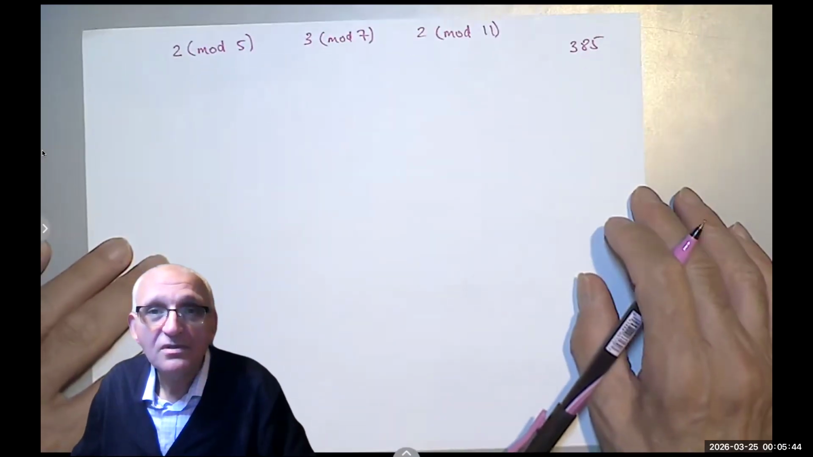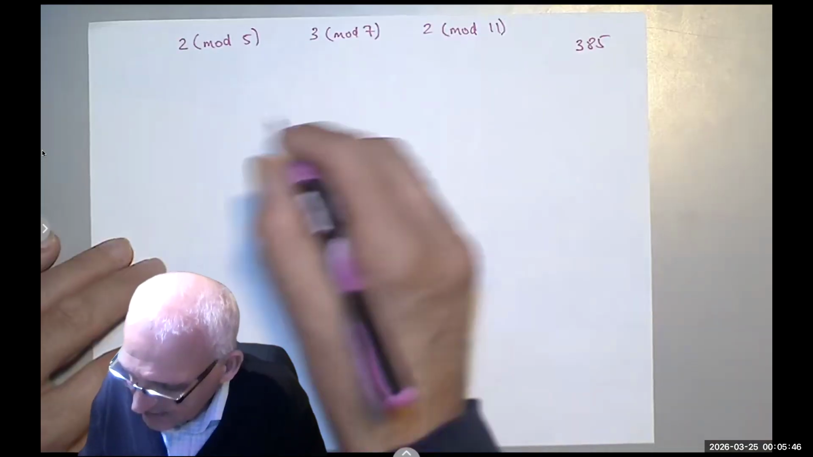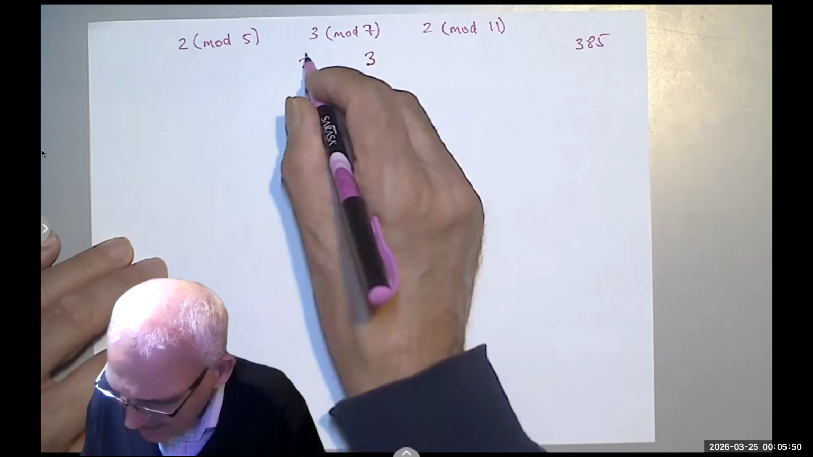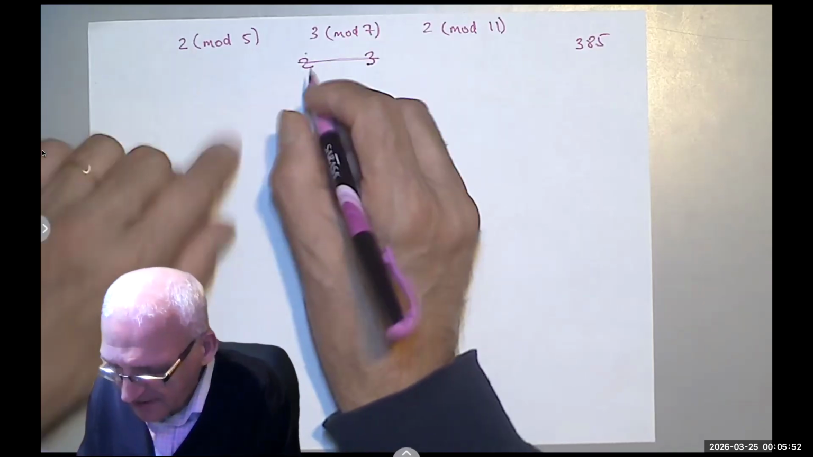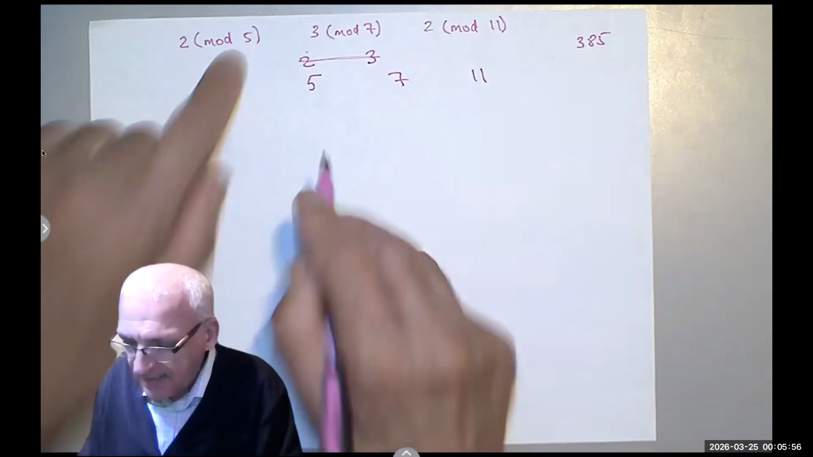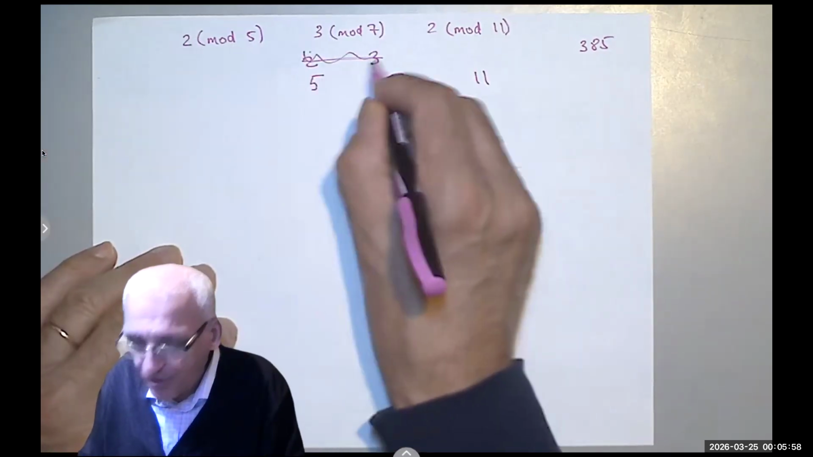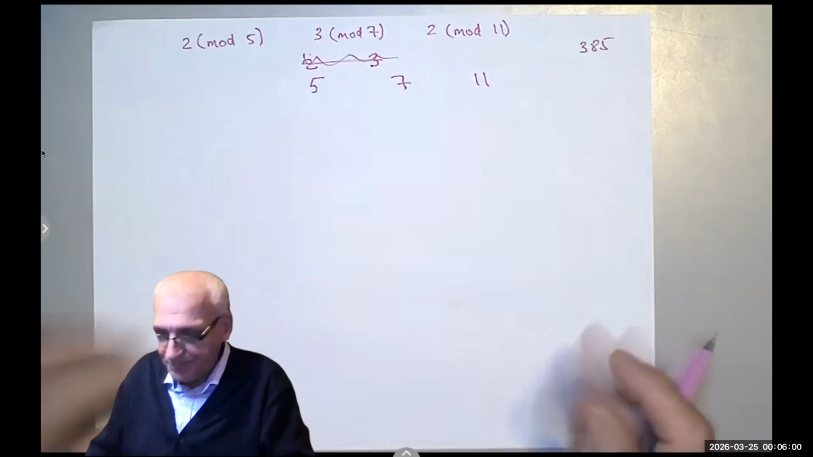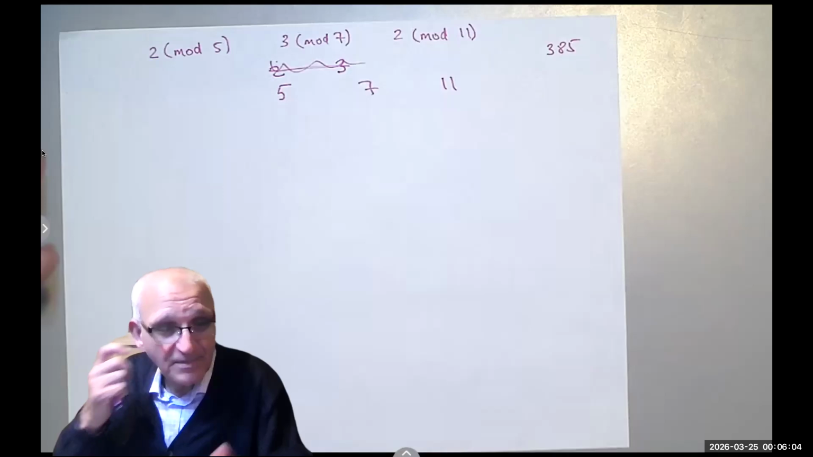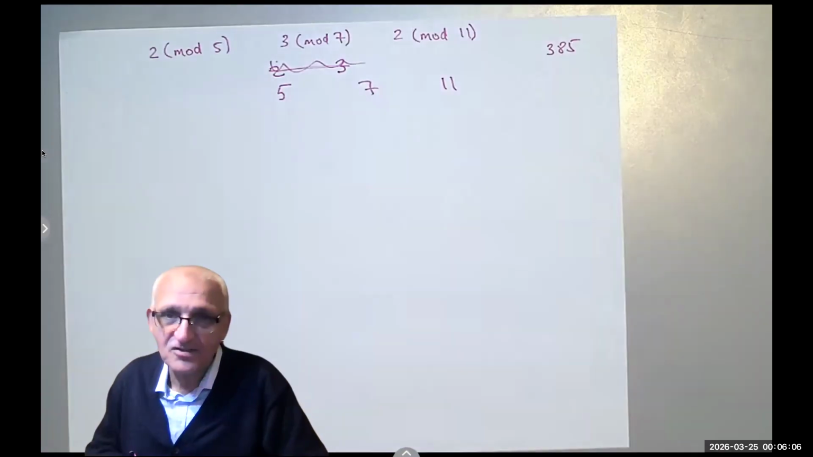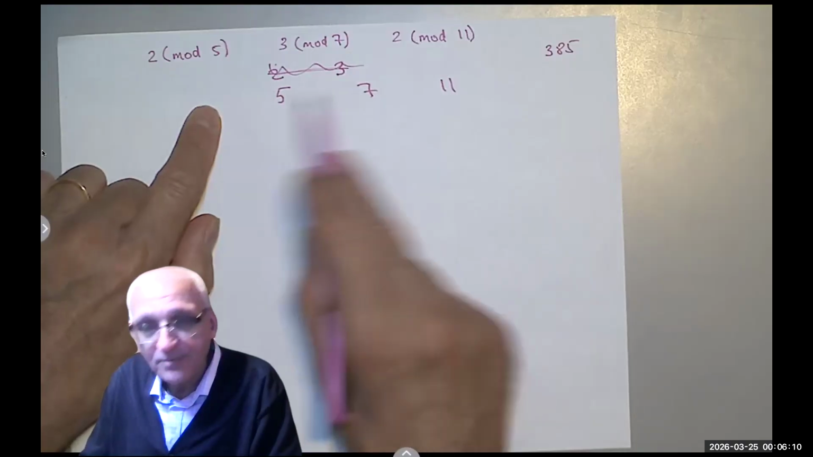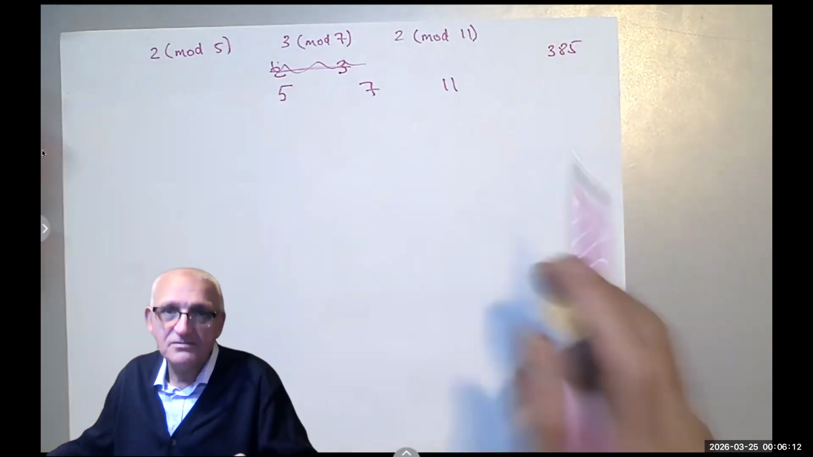So what do I do? I'm going to write the 5, 7, and 11. Since all three of them are primes, they're prime with respect to each other. In fact, they are primes, but I may have a number like 4 that is not prime, but it would be relatively prime with 5, 7, and 11, or what have you.